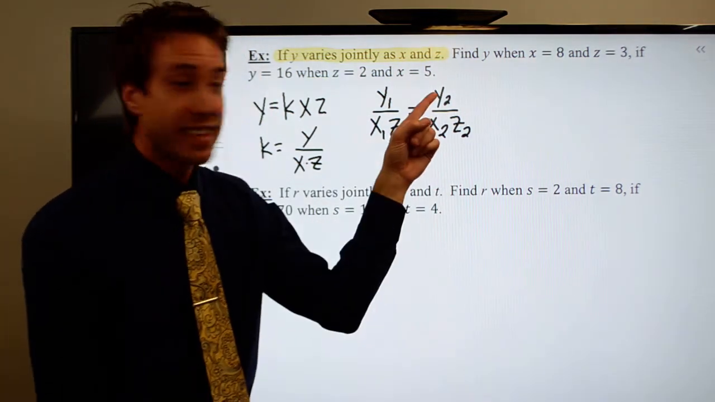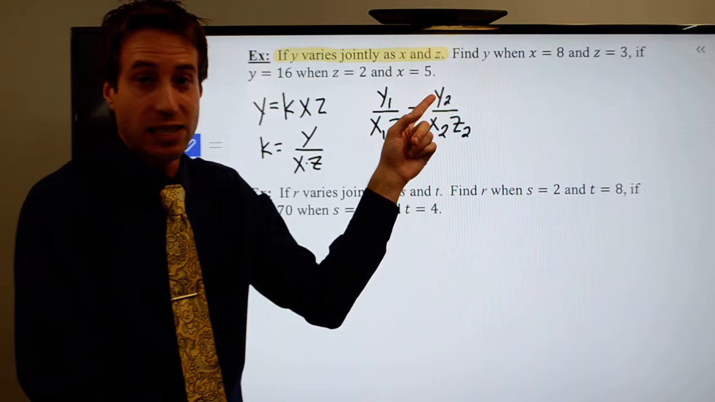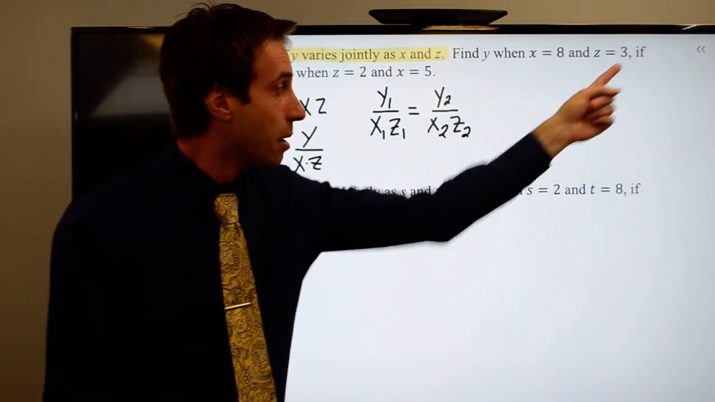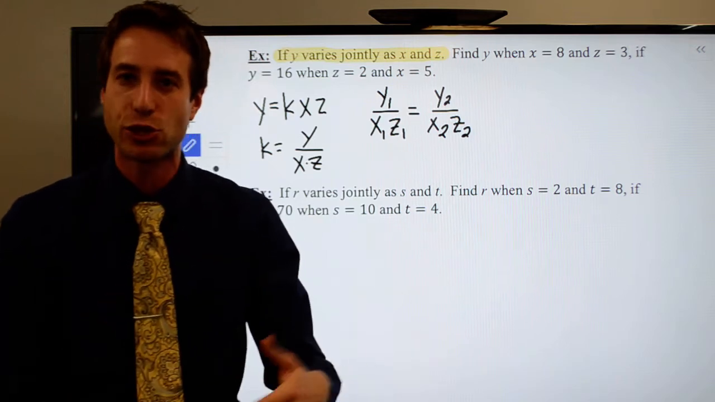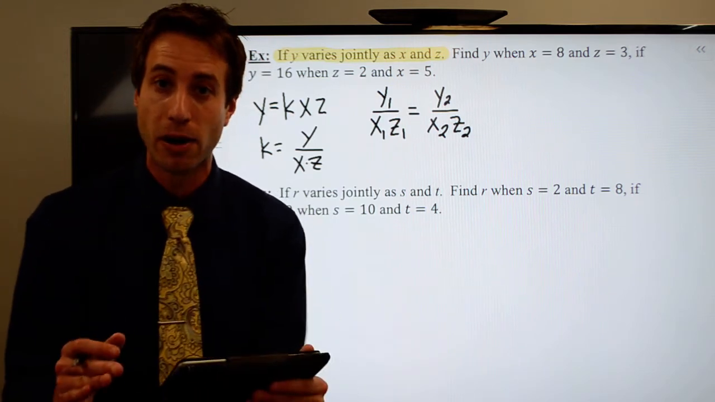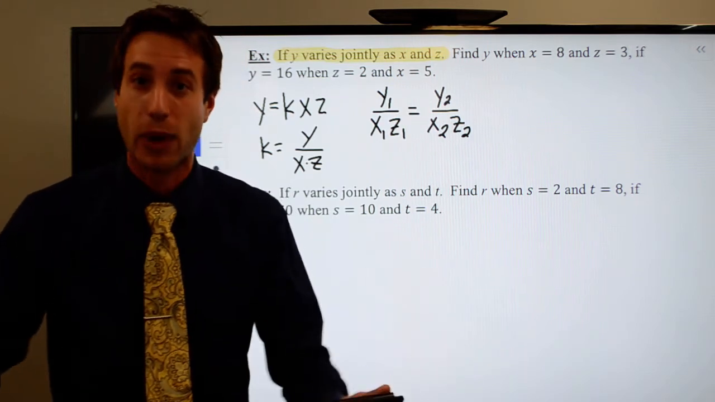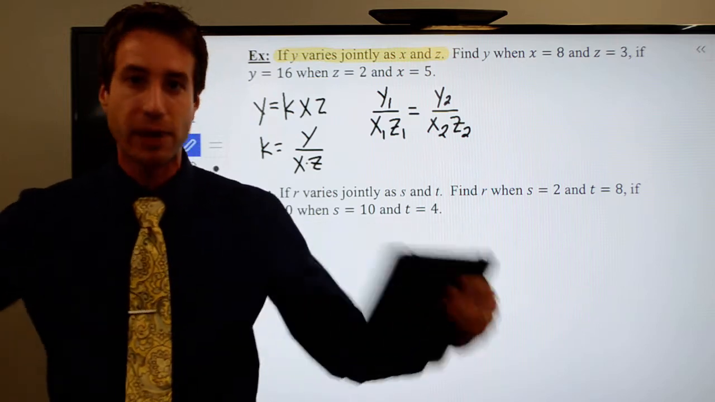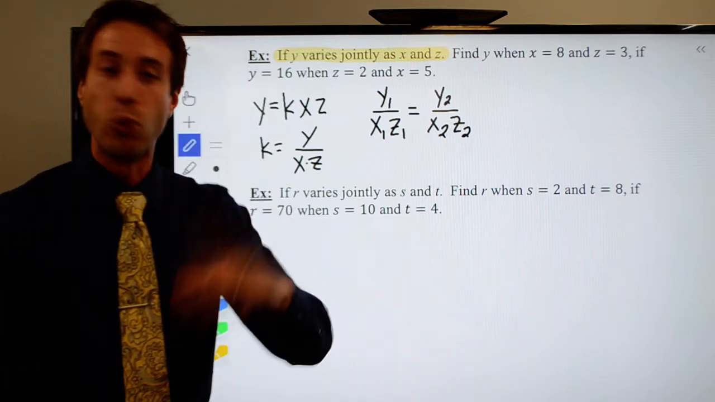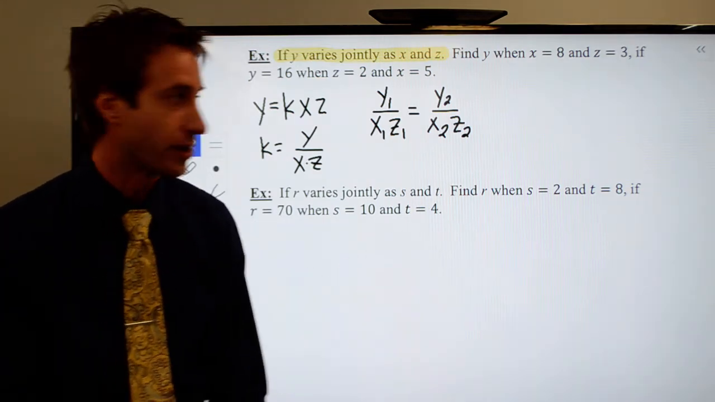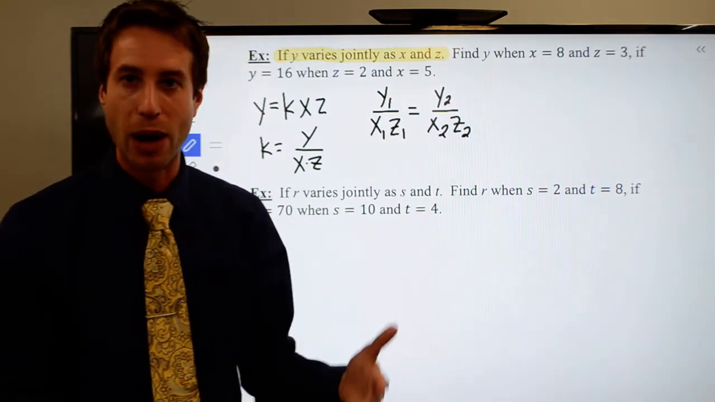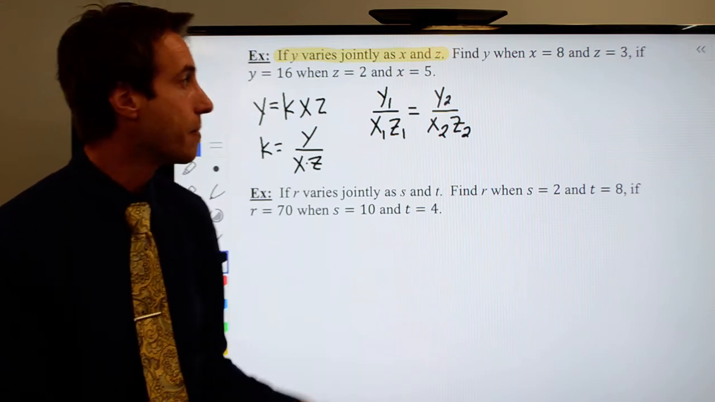Or make this the one that you don't know. It doesn't matter. Plug in the 8, plug in the 3. You'll get the same answer either way. It doesn't matter which one you make the initial set or the final set, because remember, it's all equal to k anyway, right? We have a constant variation. Everybody's got to be equal to k when you use the variation function. So it doesn't matter where you put them. You're going to be solving for either y1 or y2. All right, so here we go.